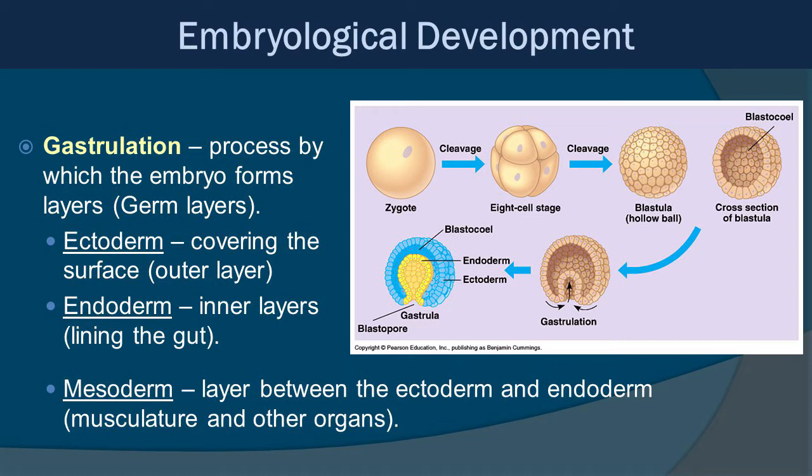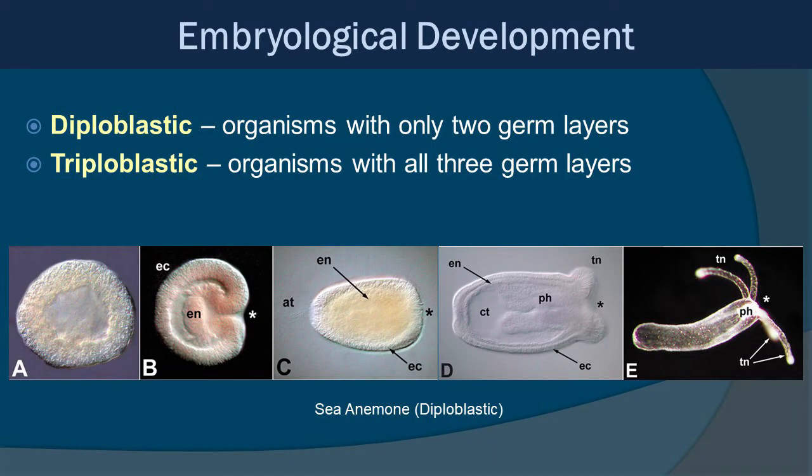The endoderm is your inner layers, which line your gut. And the mesoderm is the layer of cells between the ectoderm and the endoderm. This would become your musculature and other organs. Now, we have organisms that are either diploblastic or triploblastic, depending on how many tissue layers, or germ layers, they have. If you only have 2 germ layers, you're considered a diploblastic organism, and if you have 3, you're triploblastic.